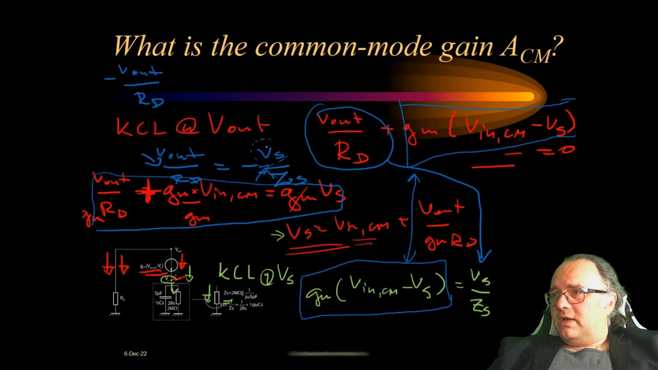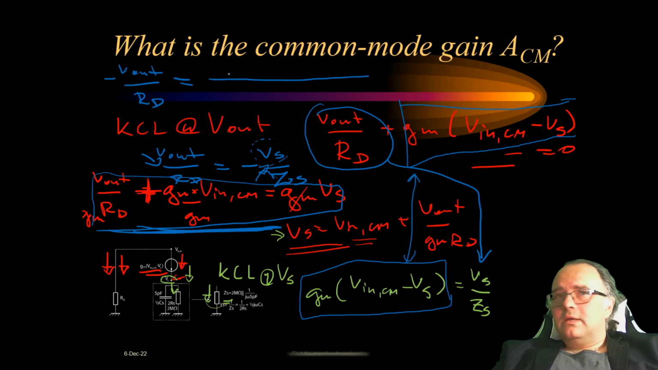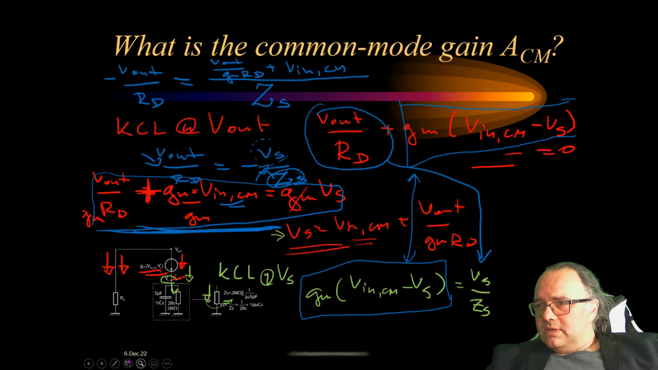And now I have on the other side, so this is equal to this Vs, but for this Vs I'll write this part here, which will be V out divided by GMRD, and then plus V in common mode, so this thing here, and then divided by this ZS, like this, and I'm almost done. So let me clean a little bit.